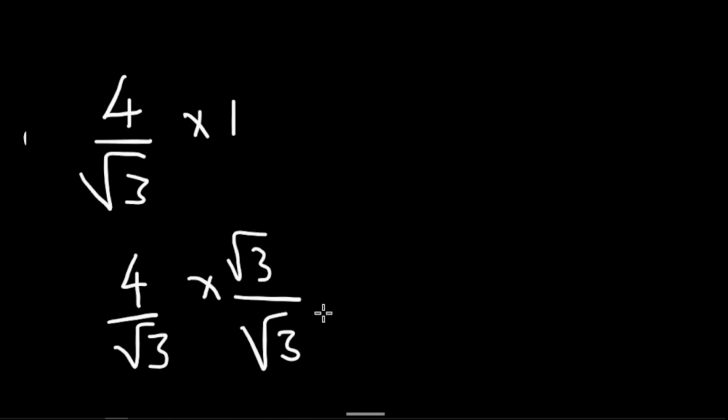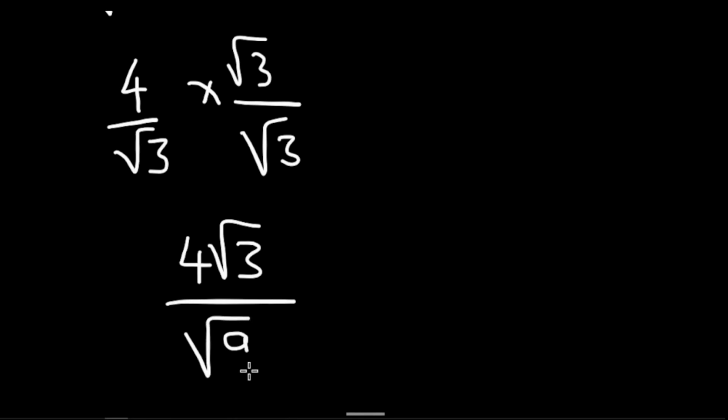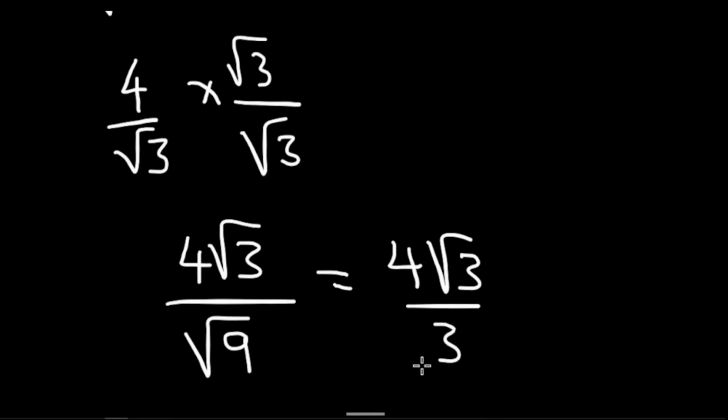And then root 3 over root 3 is essentially 1. So there is no mathematical law that we've broken. Yeah, and then now I can multiply this: 4 times root 3, that would be 4 root 3. And then root 3 times root 3, that would be root 9. And then we know that the root of 9 is basically 3. So then just like that, we've rationalized.